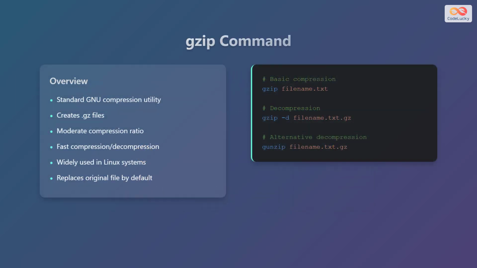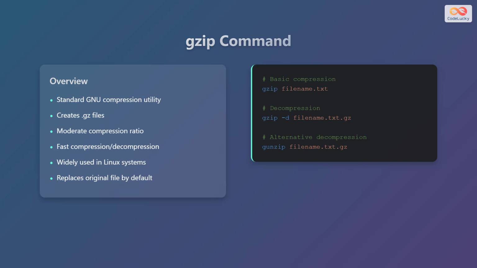Let's start with the gzip command. Gzip is the standard GNU compression utility in Linux. It creates files with the .gz extension. It offers a moderate compression ratio, balancing file size reduction with speed. Gzip is known for its fast compression and decompression times. It is widely used in Linux systems for various tasks. By default, gzip replaces the original file with the compressed one.